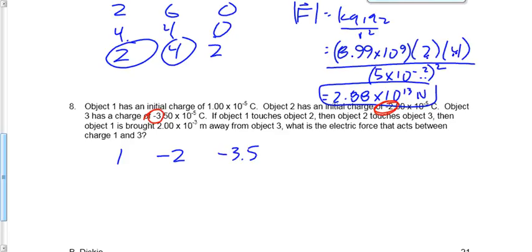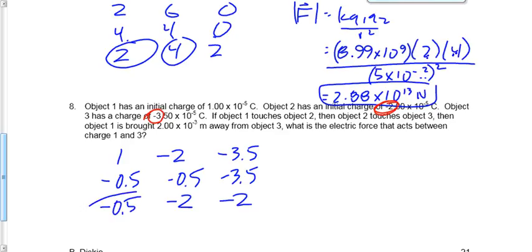1 touches 2. 1 and negative 2 becomes a total charge of negative 1. Divide that by 2, it becomes negative 0.5 times 10 to the minus 5. Then 2 touches 3. Negative 0.5 and negative 3.5 becomes negative 4. Divide that by 2 and it becomes negative 2, and negative 0.5. We want to find the force between 1 and 3.